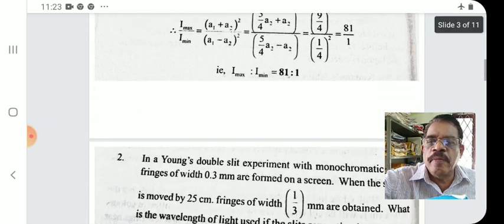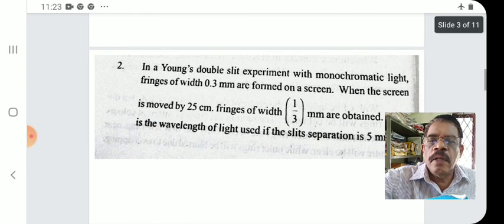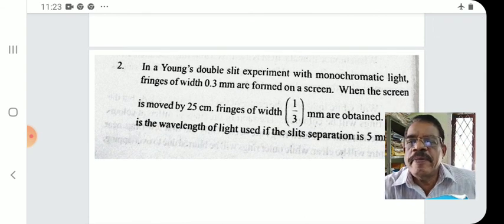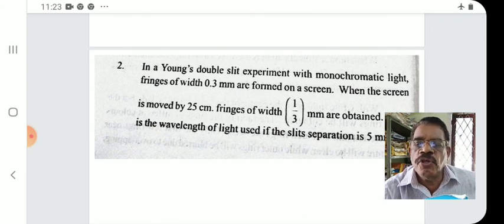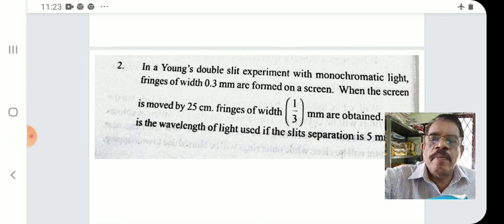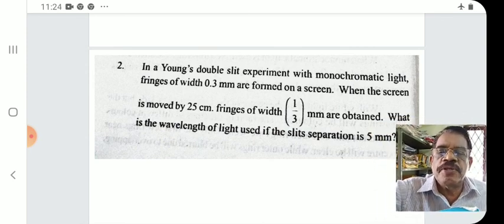It's an important problem. Our next problem is using beta is equal to d lambda by d. Simple problem but important for your examination.